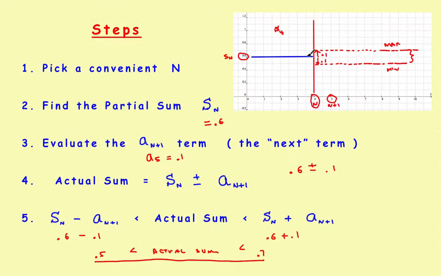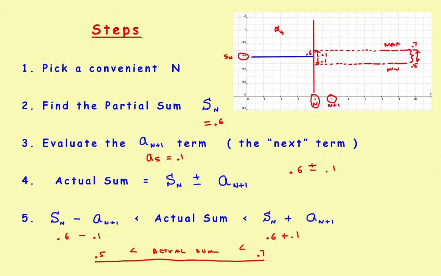Now what that means is, if you started at 0.6 and you went up 0.1, the biggest this thing could be would be 0.7. If you started at 0.6 and went down 0.1, the smallest it could be is 0.5. So your actual sum has to fall somewhere in that range, and it gives you an idea. If you used 4 terms, then you can get an estimate of the answer to be somewhere between 0.5 and 0.7. So it's a good starting point.